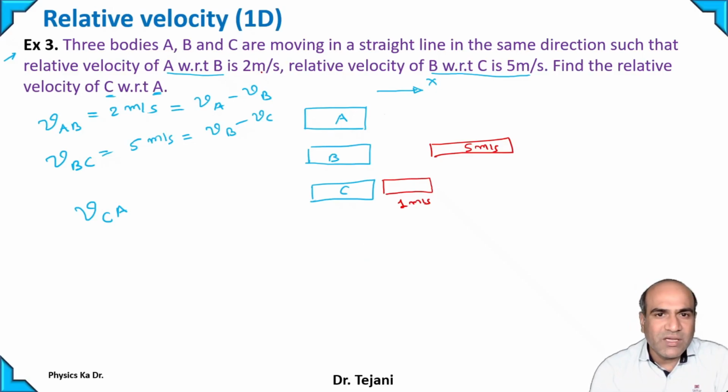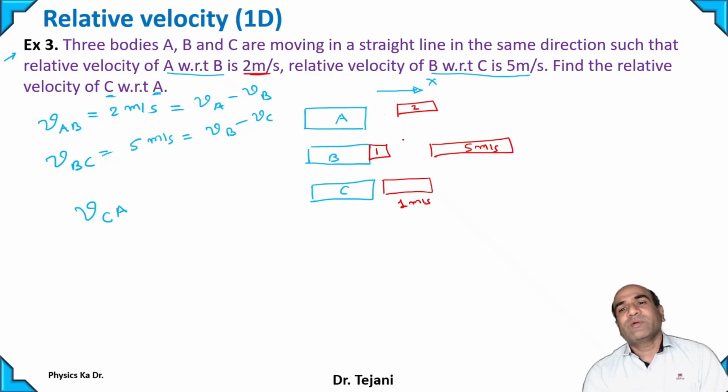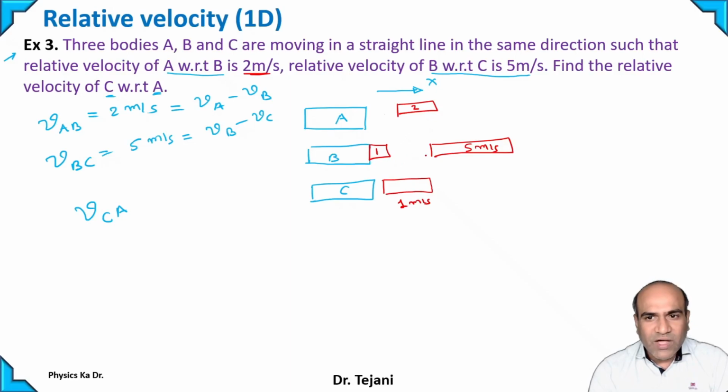And it is mentioned that if B is moving 1 meter per second, then A should move double, 2 meter per second. If it is moving 1, then it should move 2 meter per second. But B is moving 5 meter per second. You just imagine the velocity of A.